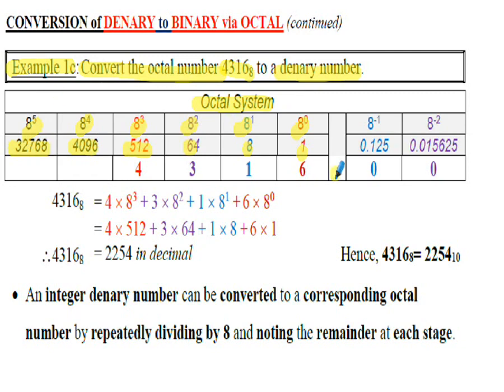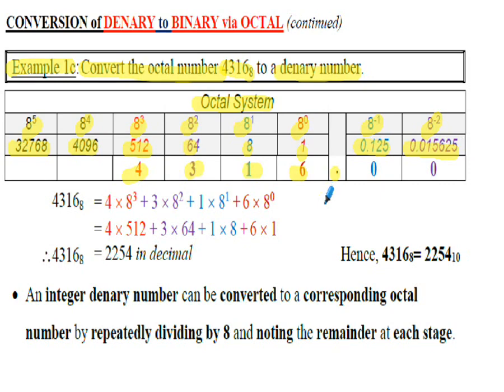To the right of the decimal point in the octal system we would have 8 to the minus 1, which is 1 upon 8 or 0.125, 8 to the minus 2, which is 1 upon 8 squared or 0.015625. Now given the integer number of 4316 in octal, using the column headings we can work out the value in the denary system.